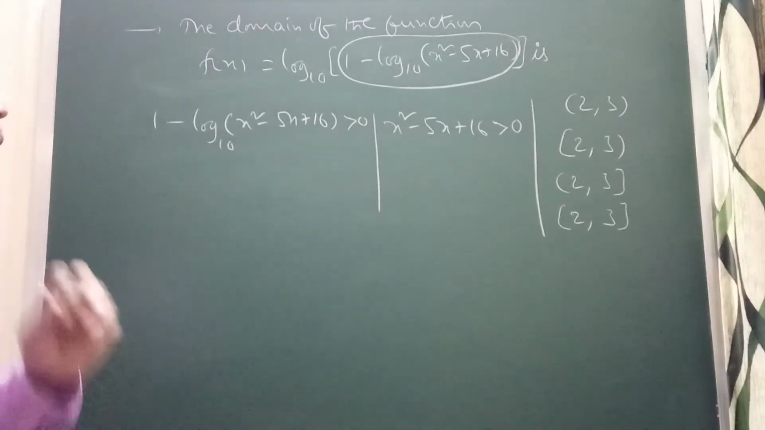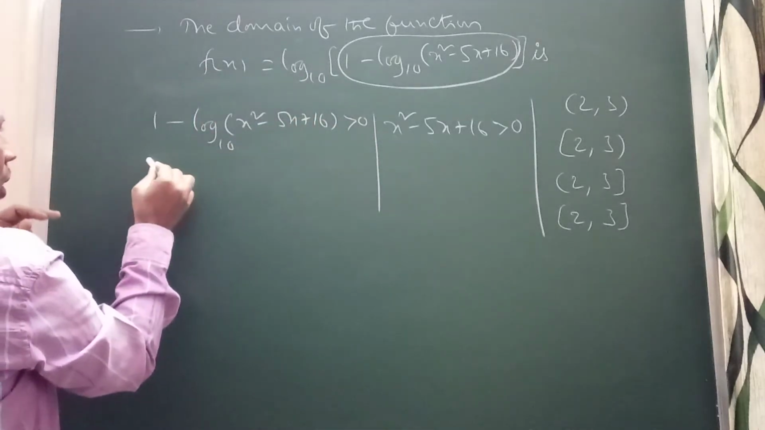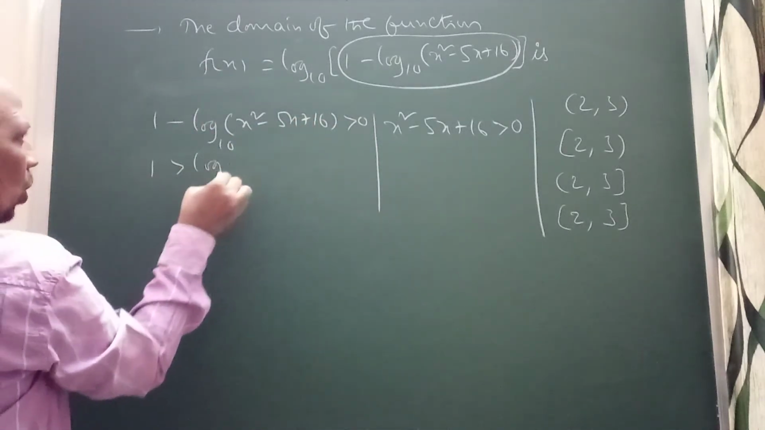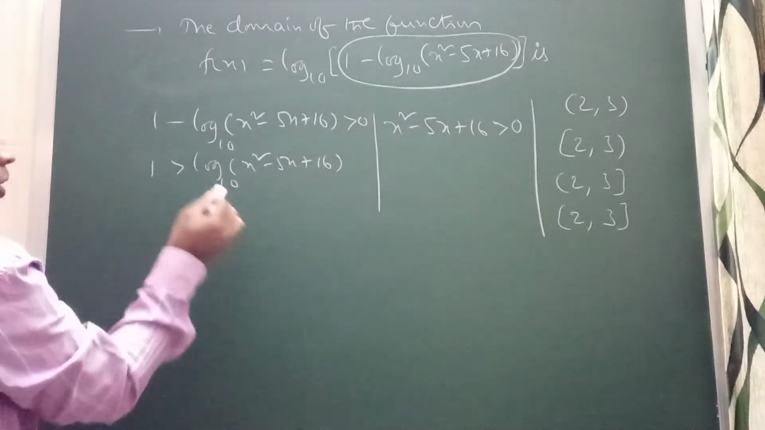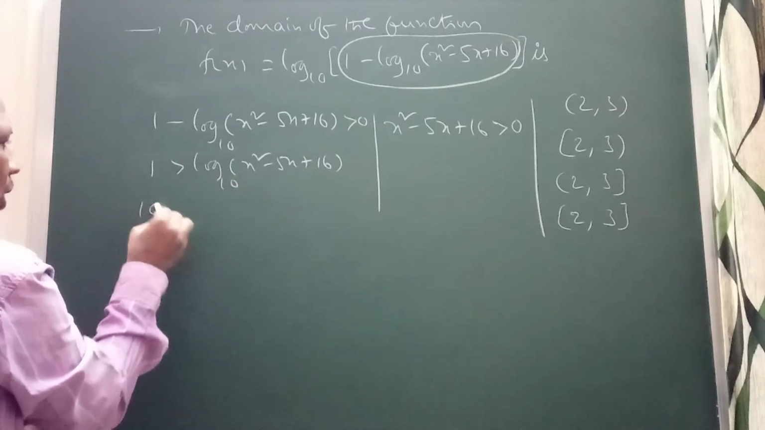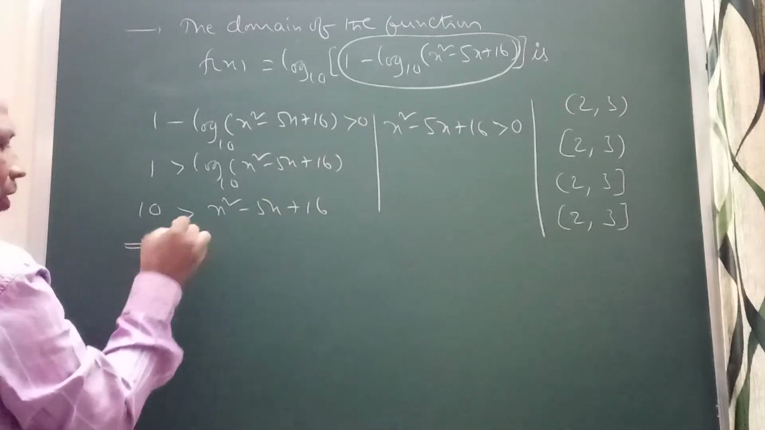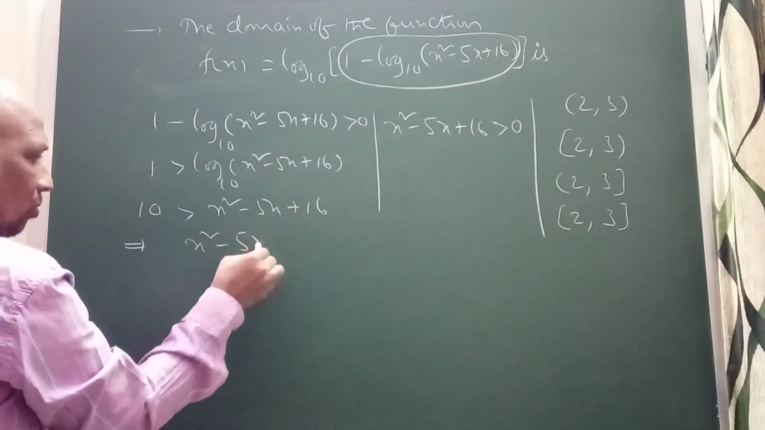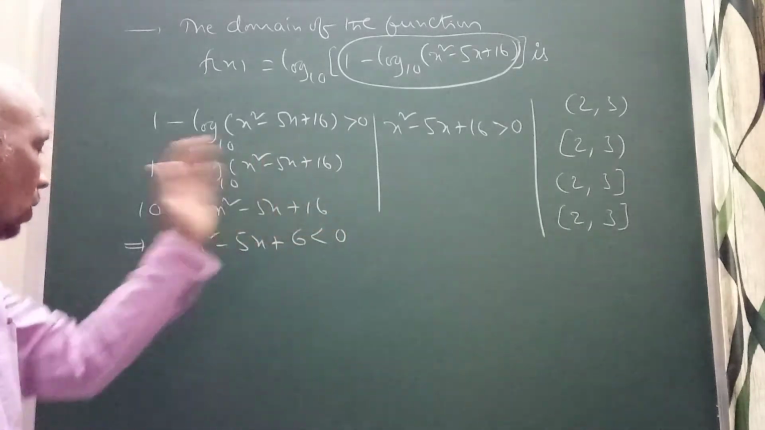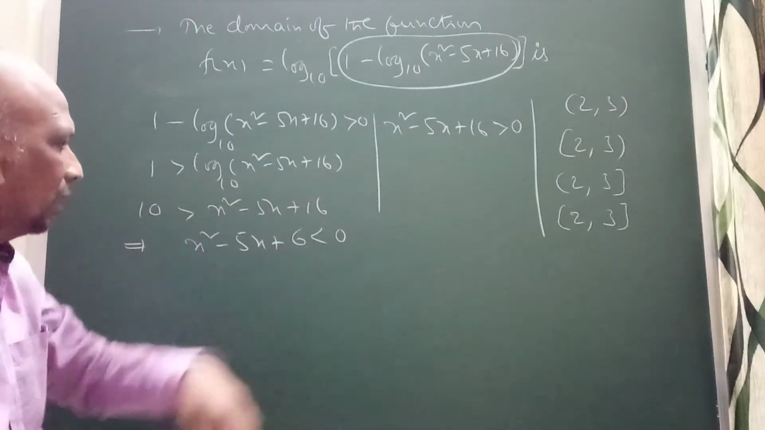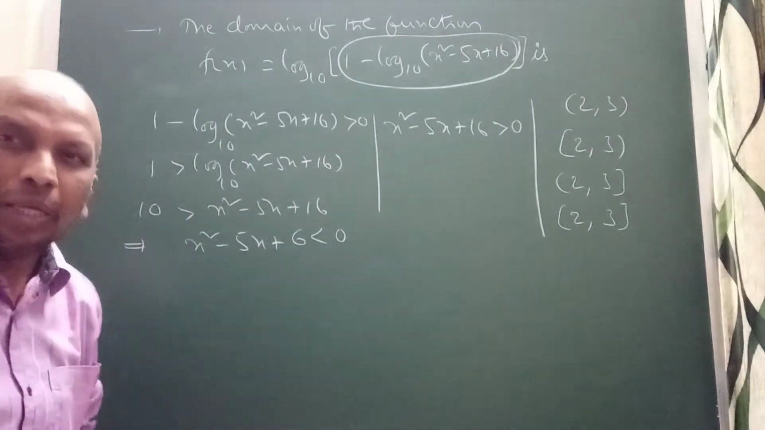Now you can think here, when I am talking about this one, this should be positive means we can transfer this side, that side. It will come here 1 greater than log base 10 of (x square minus 5x plus 16), right? So that means 10 power 1 greater than x square minus 5x plus 16. Correct? If I transfer that side, x square minus 5x plus 6 less than 0, right? Because you will get this side 10 greater than 16 minus 10 plus 6, 0 greater than this expression, less than 0.